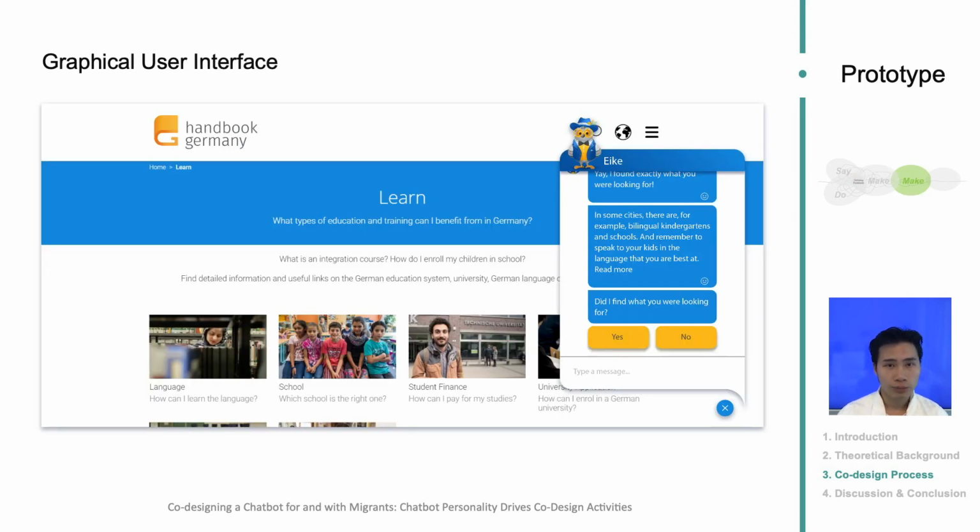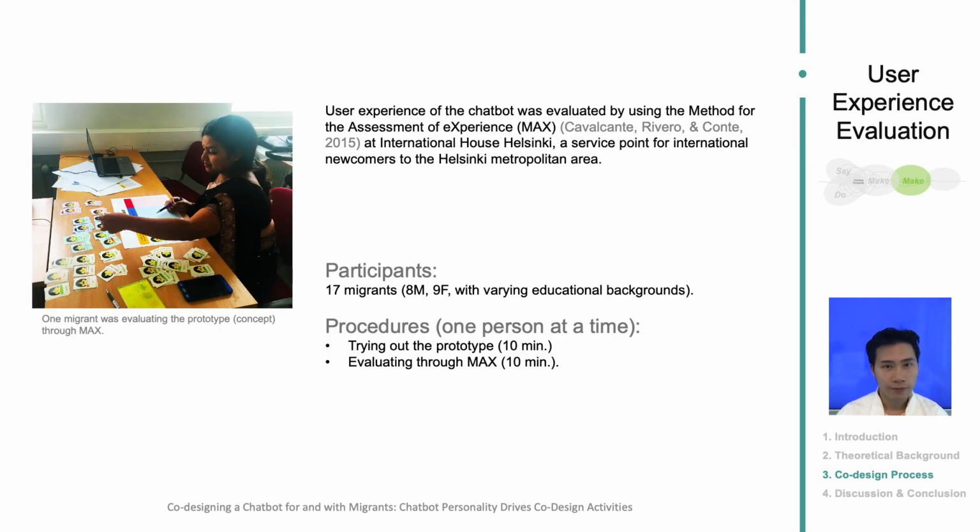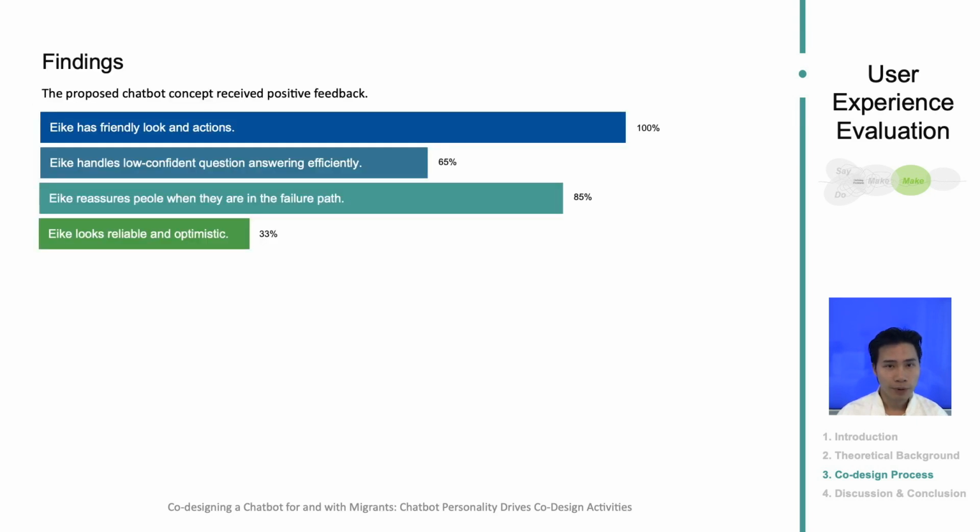After the co-design workshop, the graphical user interface was created. User experience of the chatbot was evaluated using the method called MAX. 17 migrants participated in the evaluation. The proposed concept received positive feedback in general. All the participants agreed that Yichen is very friendly, both in his look and actions. 65% of them reported that the way Yichen handles low-confidence question answering is efficient. 85% of them are satisfied with the value path. They feel reassured to some extent even though they cannot get an answer immediately.